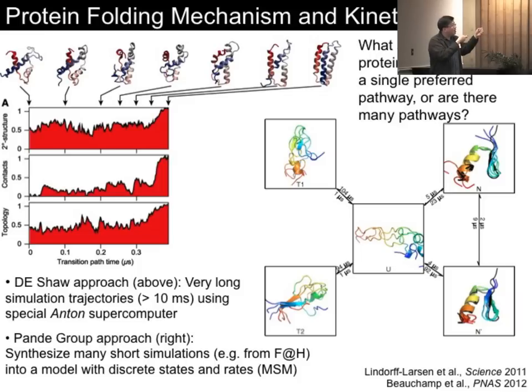You either get a single trajectory that shows you that there is a pathway that the protein folds this way, or you get this map of states and transition rates between them that tell you that there are really lots of different ways that the protein can go from unfolded to folded.